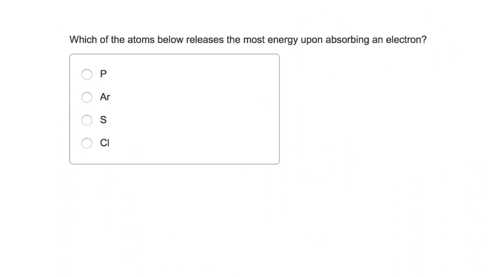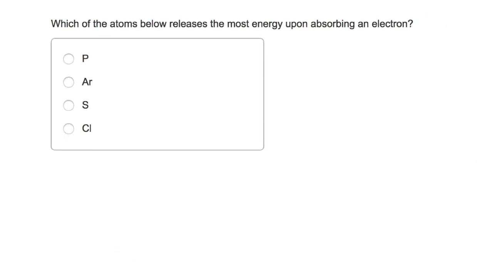Okay, so let's move off this question here. So which atoms below releases the most energy upon absorbing an electron? So absorbing an electron is electron affinity.